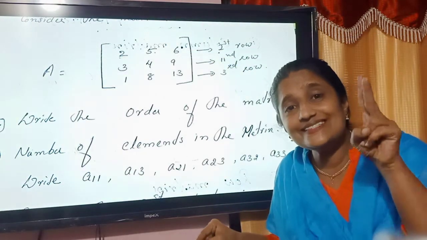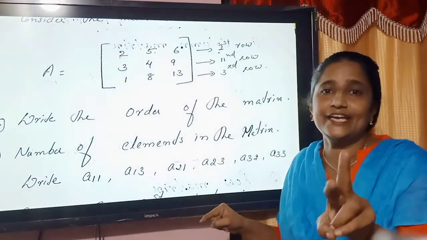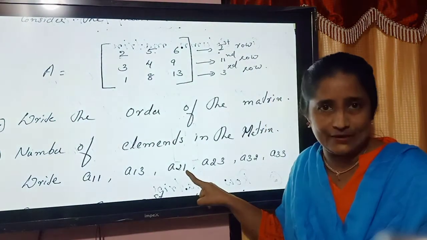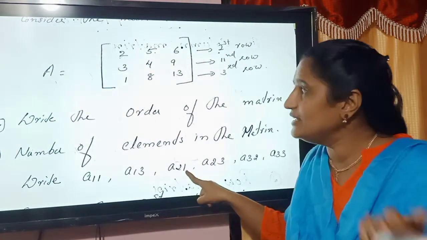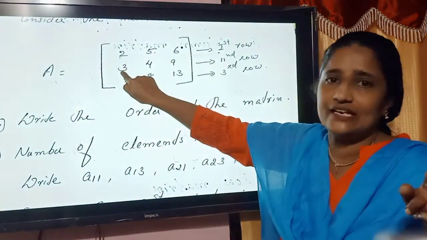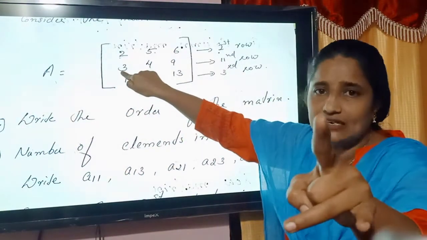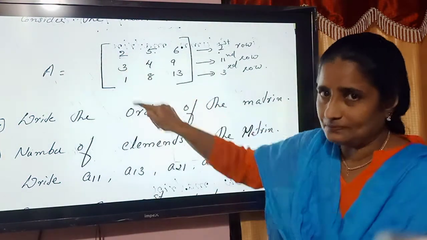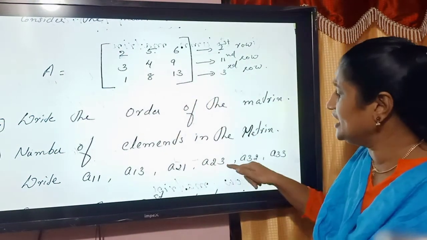A21 means the second row, first element. Second row, first element means this is the second row and this is the first element. In the second row, first element. So what is that? Now, similarly, A23.